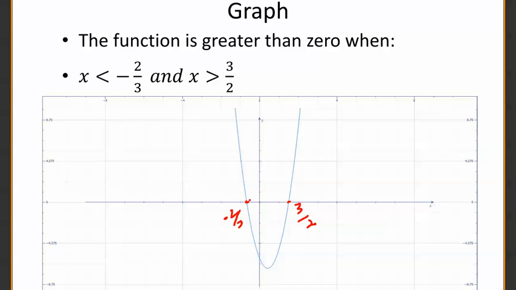So if we look to the left of -2/3, that's where the function is greater than 0. So when x is less than -2/3, the function is greater than 0. Also, if we look to the right of 3/2, the function is greater than 0. So x will be greater than 3/2. All the x values that are greater than 3/2, that's where the function is greater than 0. Okay, I know that's a lot, but I hope that was helpful to you. All right, thank you.